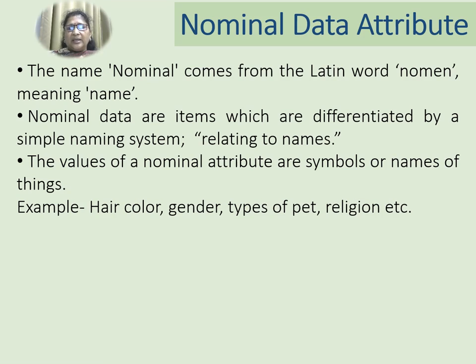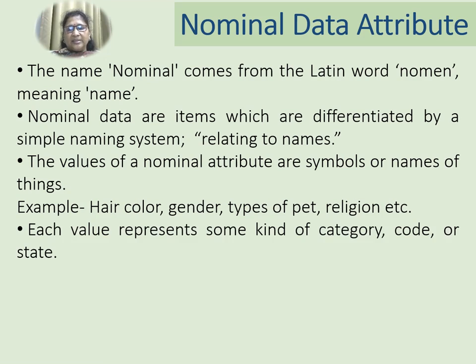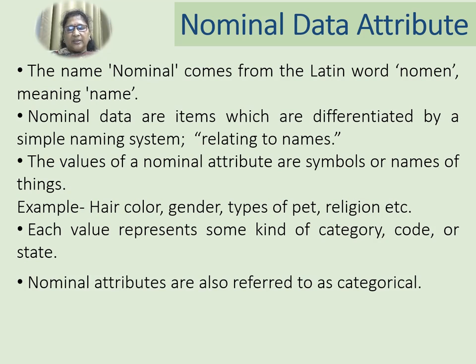Hair color could be one of the attributes, and the hair color could be either gray, white, black, brown, blonde, golden, and so on. And it represents a nominal attribute. The other examples could be gender, which could be male or female, types of pets, religion, etc. Each value represents some kind of category, code, or state.